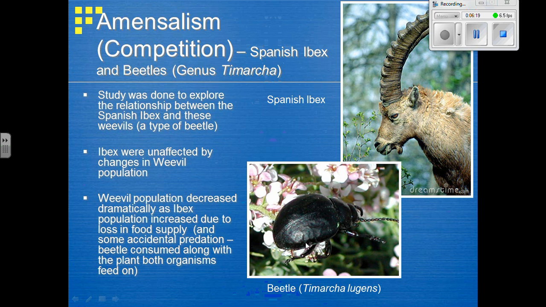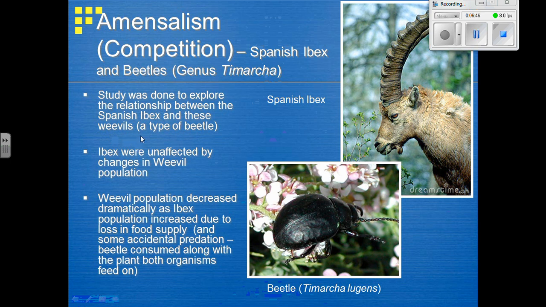And there we have amensalism. You have the beetle, you have the ibex. And again, a study was done to explore this relationship between the ibex and the beetles. Just backing up a bit, beetles are often called weevils, and I know sometimes the SOL likes to throw that word out, so it's just a fancy word for beetle.